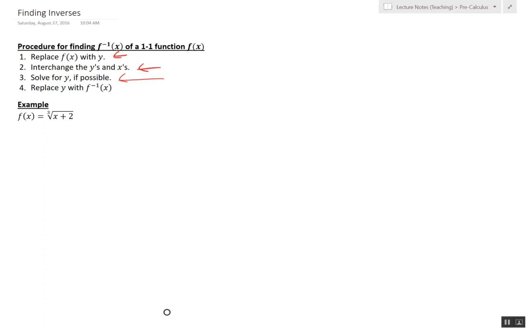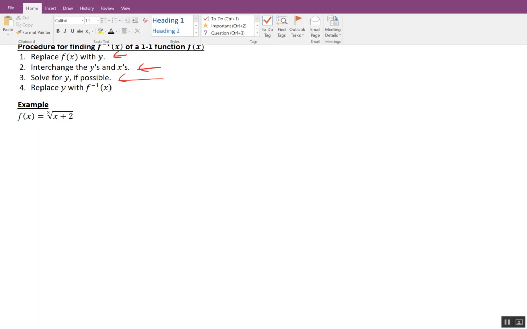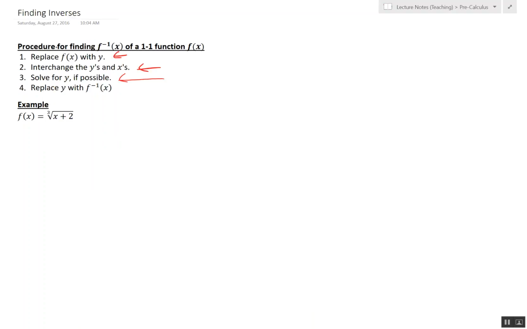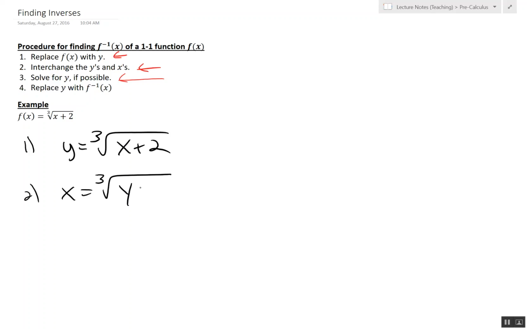So we have f of x equals the cube root of x plus 2. So let me get a nice pen here. What we're going to first do is step 1: you're going to turn the f of x into a y. The next step is going to change the position of the x and the y. You're only going to have one y, but if you have more than one x, every x becomes a y.